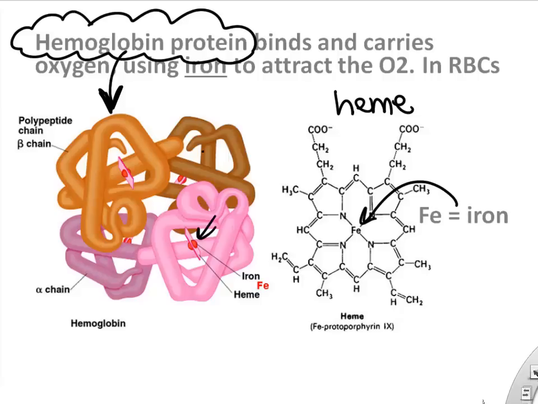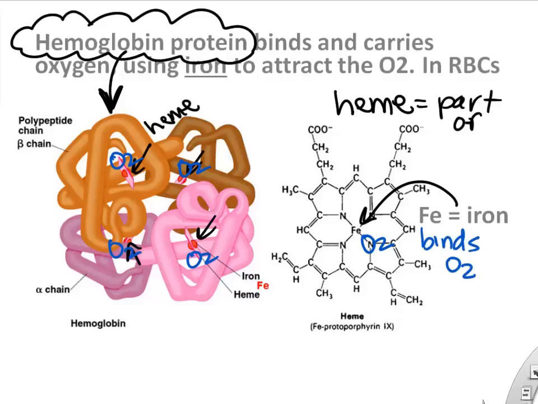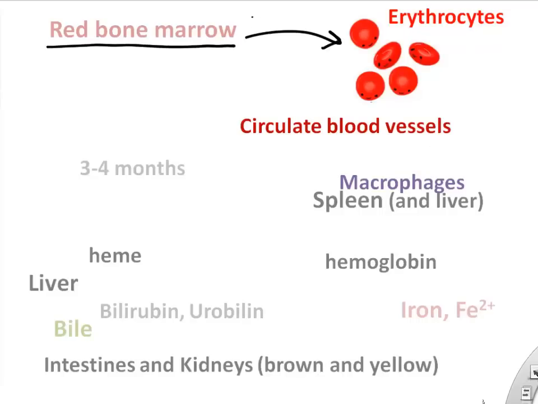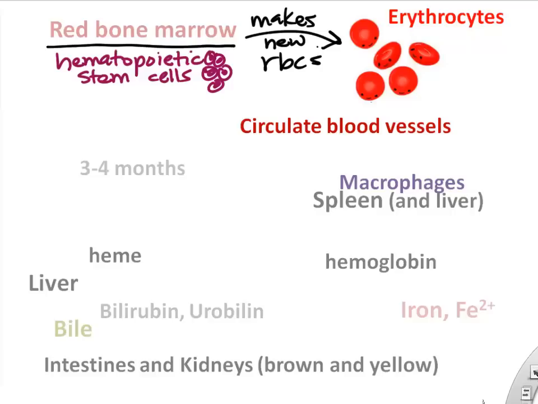We're just going to remember that the heme molecule has iron, and iron can reversibly bind oxygen. So each hemoglobin can bind 4 oxygen molecules. The heme part is the part with the iron in the hemoglobin. So this is the life cycle of an erythrocyte.